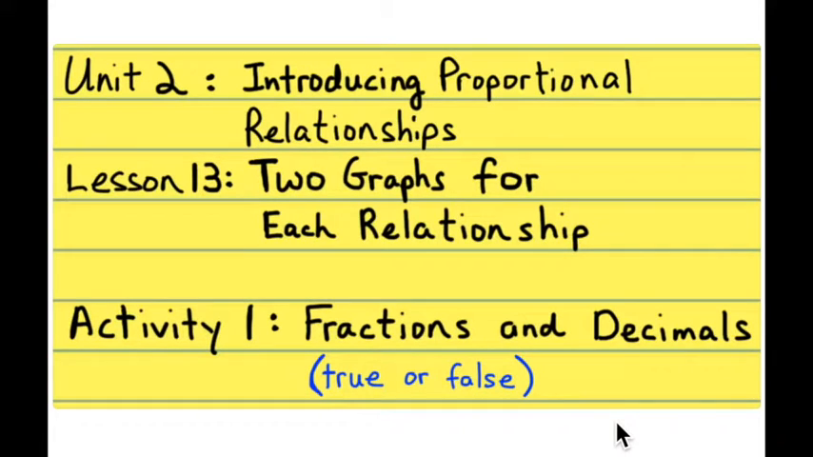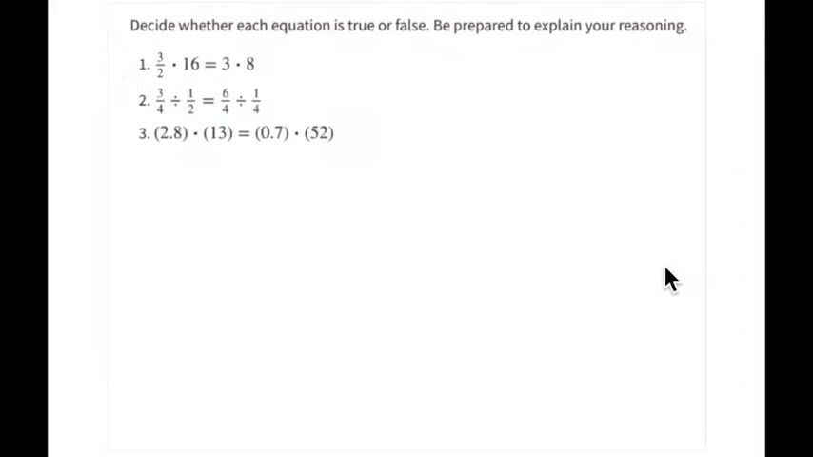This is activity 1, fractions and decimals for lesson 13, 2 graphs for each relationship. And the idea behind this lesson is exactly what's in the title. For every proportional relationship, there are 2 graphs and there are 2 equations. And this first activity is just to practice working with what's called the multiplicative inverse, which you're going to see as we look at these, especially the 2 different equations.